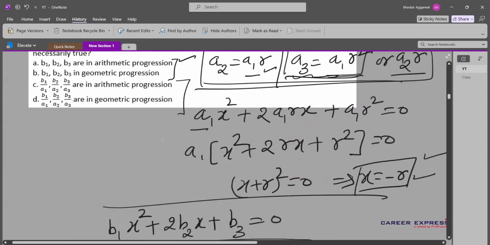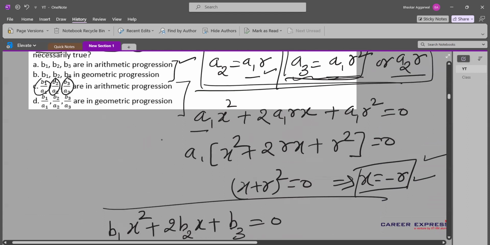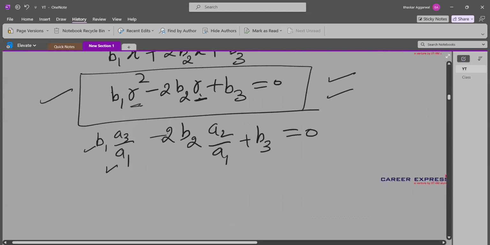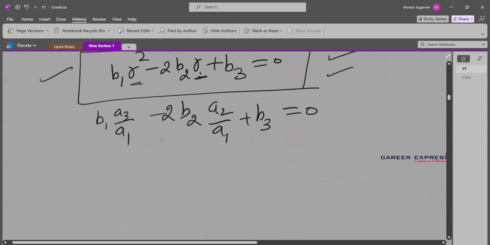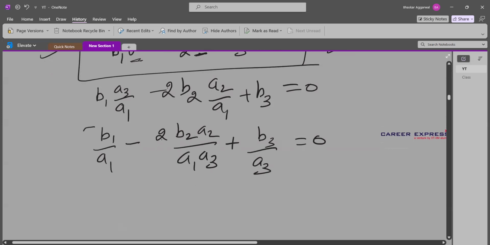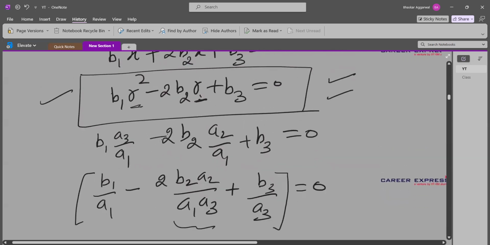Because the options require us to match b1 and a1, b2 and a2, b3 and a3, we already have b1 and a1. I can divide this equation by a3. So I have b1 by a1 minus 2b2 a2 upon a1a3 plus b3 upon a3, that is 0. So we have matched b1 and a1, and we have matched b3 and a3. We are stuck here. What can be done here?